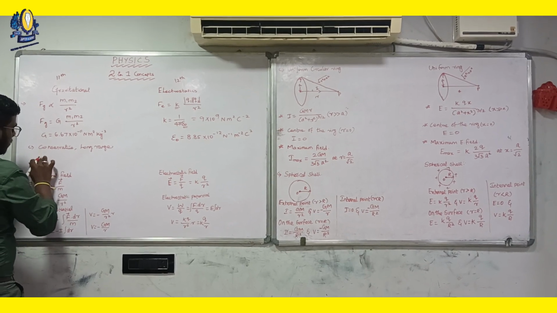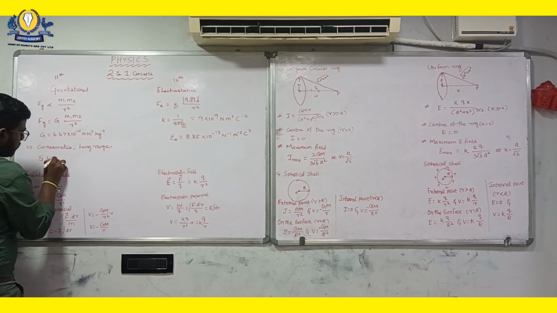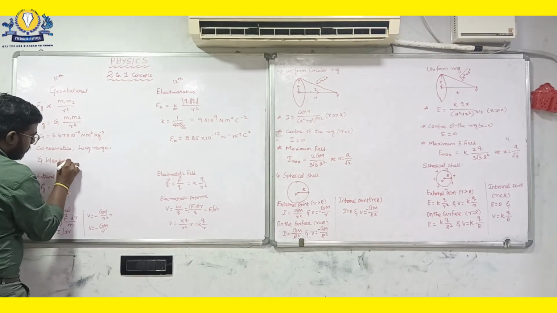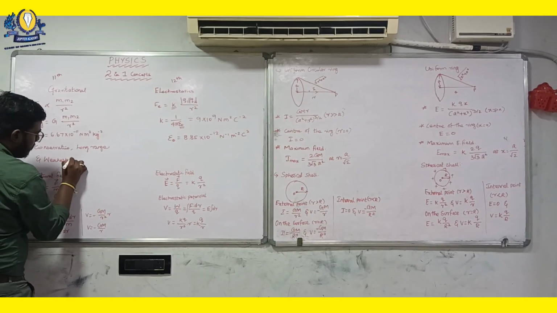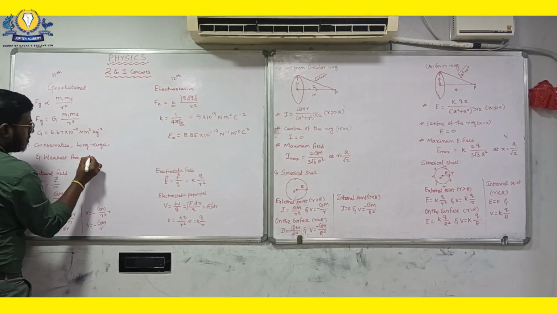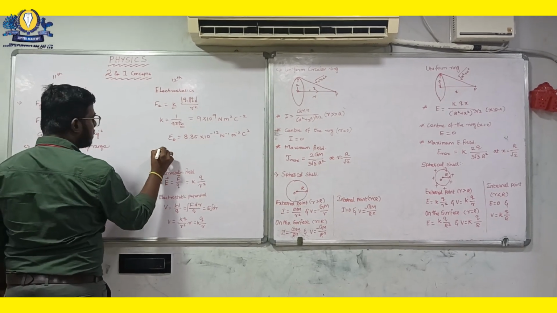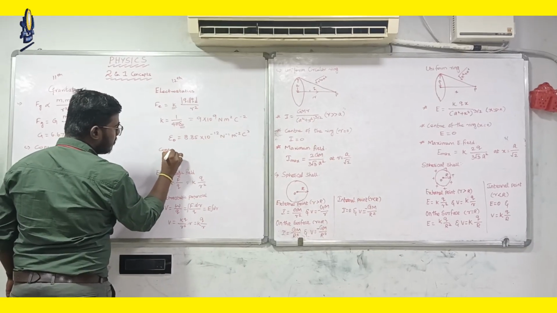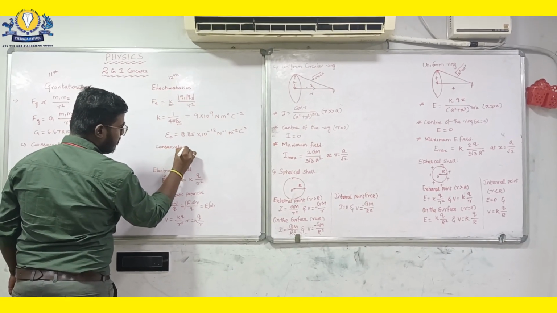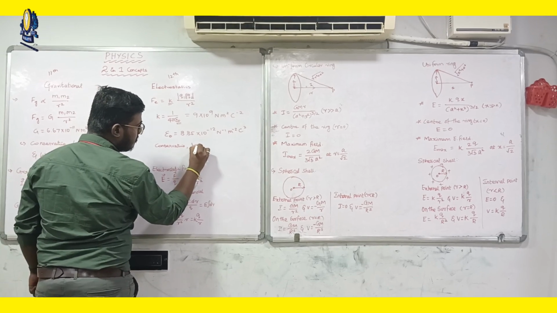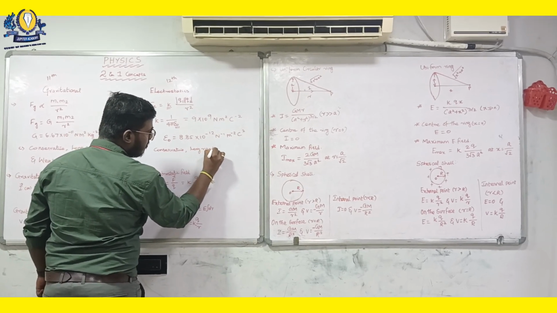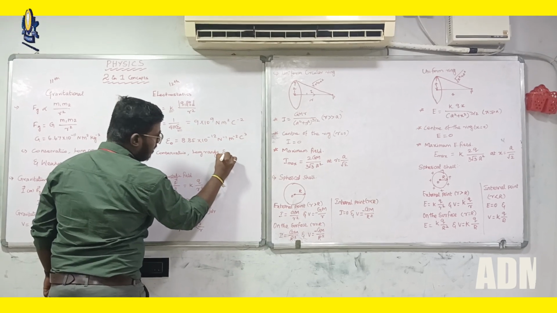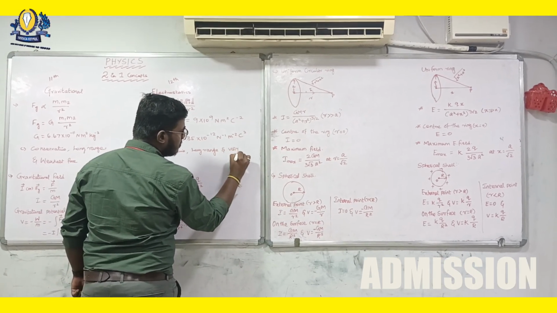Next, gravitational forces are conservative, long range, and the weakest force. At the same time, electrostatic forces are conservative, long range, and a very strong force.